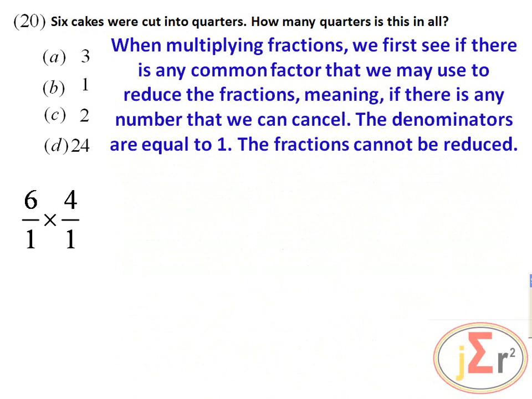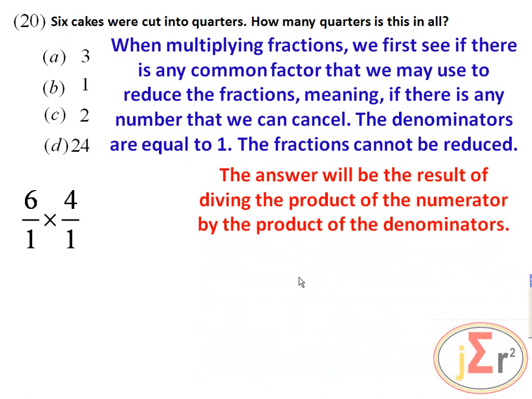When multiplying fractions, we first see if there is any common factor that we may use to reduce the fractions. Meaning, if there is any number that can cancel. The denominators are equal to 1. The fractions cannot be reduced. Because when we are reducing fractions, we usually reduce that fraction by a common factor. That is, a number that can go into the numerator and go into the denominator without leaving a remainder. And if we choose 1, 1 will get us nowhere, because if we divide 4 by 1, we will get 4. And if we divide 6 by 1, we will get 6.